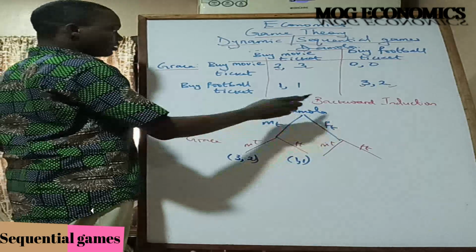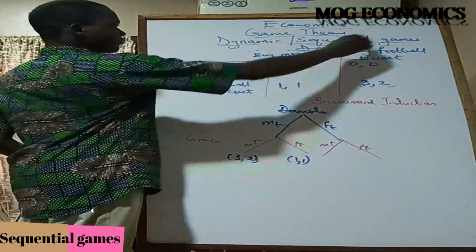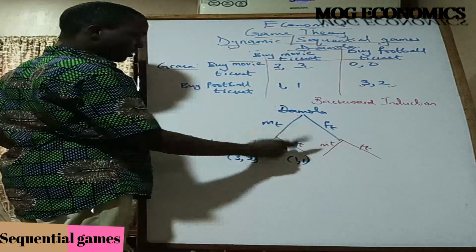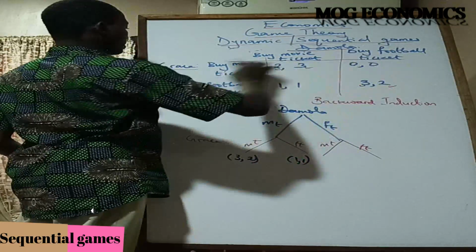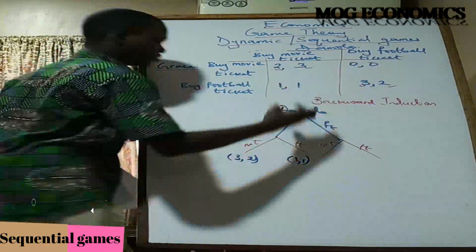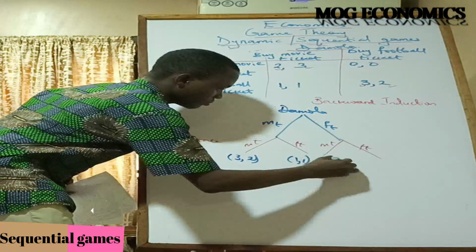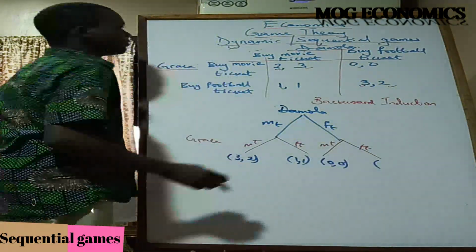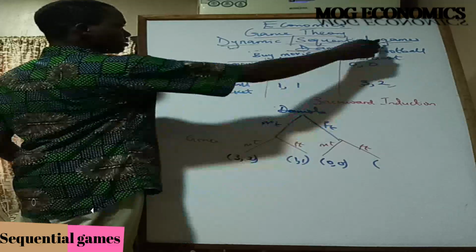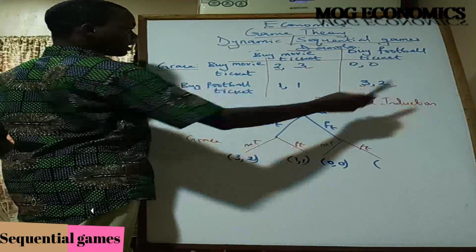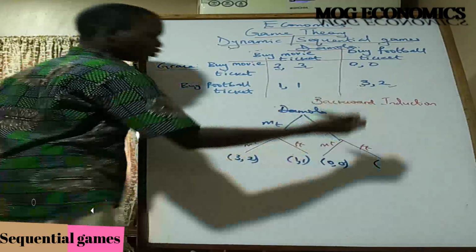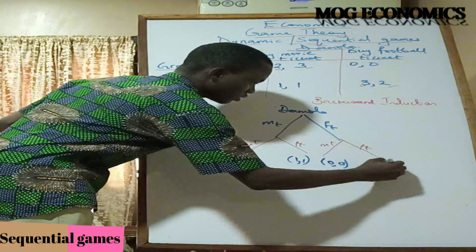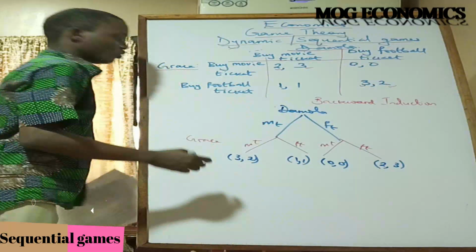Now, if Damola is buying a football ticket, and Grace is buying a movie ticket, so football ticket is 0, then Grace 0. So we have 0 and 0. And here, if Damola is buying a football ticket, and Grace also buying a football ticket, Damola's payoff is this 2 here, and Grace's is 3. So 2, 3. Alright, so what do we do?